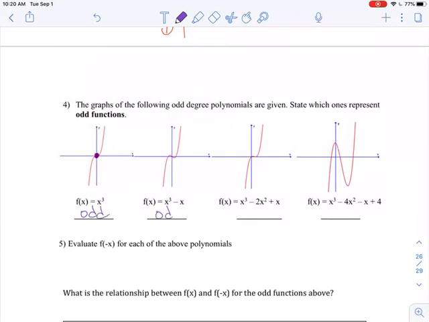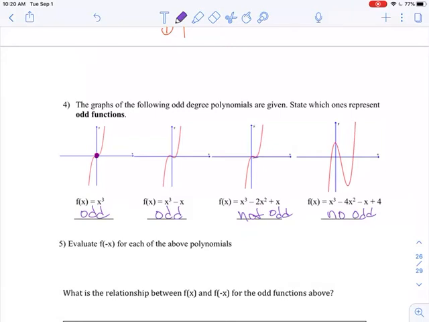Let me get a different color. And the next one, if I turn that upside down, is it also the same? Yes, it is. If I turn this one upside down, is it the same? No, because you could see that this is a little bit moved over, so it's not odd. And if I turn this one upside down, is it the same? No, it is not odd.